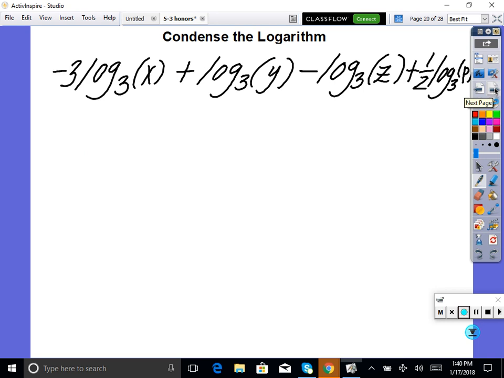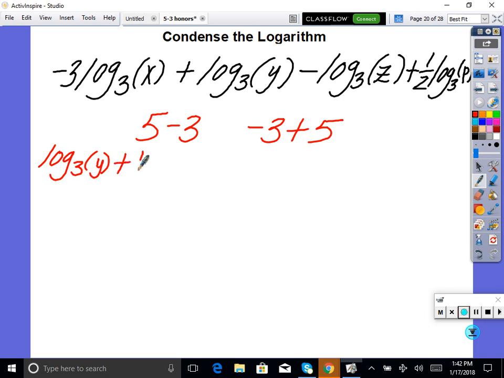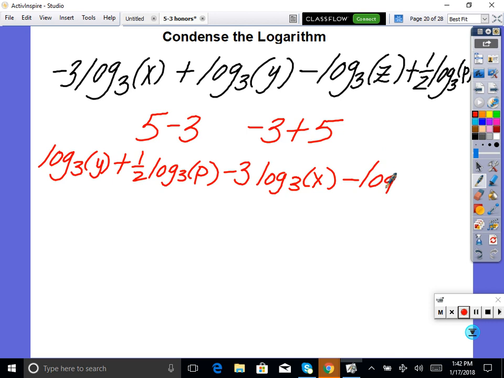Do this one, more advanced. Hey, this throws people off, but I have a quick question for you. Is 5 minus 3 any different than negative 3 plus 5? Not different. So guys, this is a subtraction sign. Reorder it if you need to: log base 3 of y plus 1/2 log base 3 of p, and now minus 3 log base 3 of x minus log base 3 of z. We can reorder addition and subtraction in any way.